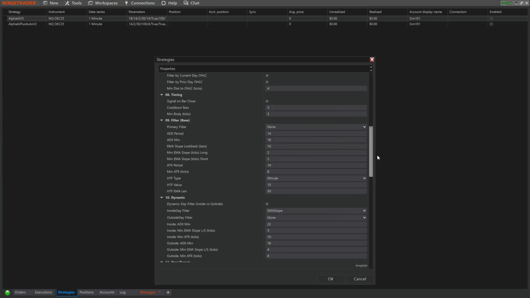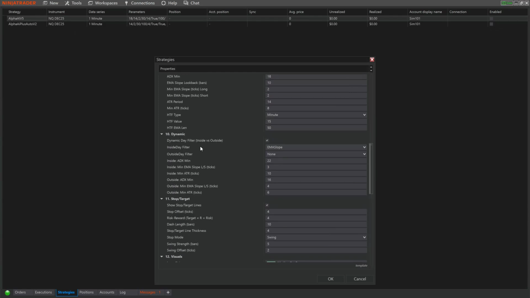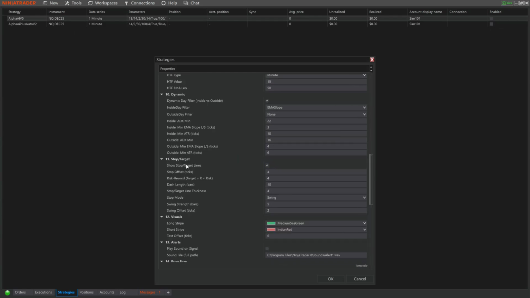And what we have also, this is for the dynamic, and this for the stop target lines. If you uncheck this, it's not going to show the target line. Check it, it's going to show the target line. Stop offset: how many ticks the stop loss will be above or below wherever you have your stop mode.